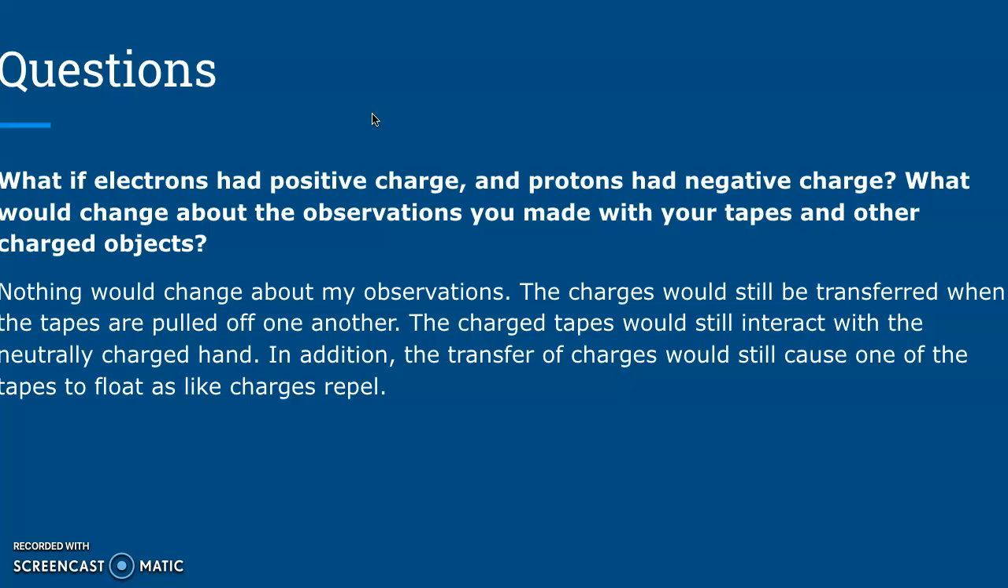Here are some final questions that I had to answer as part of completing the lab. What if electrons had a positive charge and the protons had a negative charge? What would change about the observations you made with your tapes and other charged objects? Nothing would change with my observations. The charges would still be transferred when the tapes are pulled off one another. The charged tapes would still interact with the neutrally charged hand, and in addition, the transfer of charges would still cause one of the tapes to float as like charges repel.